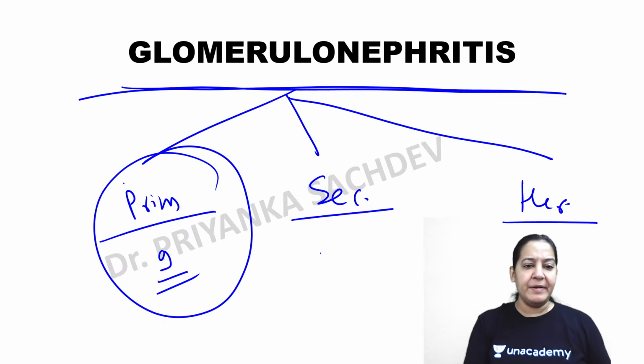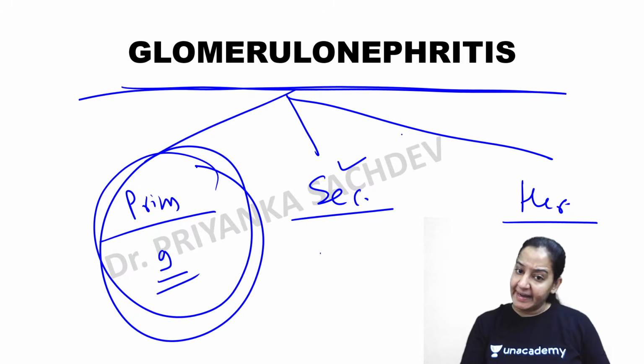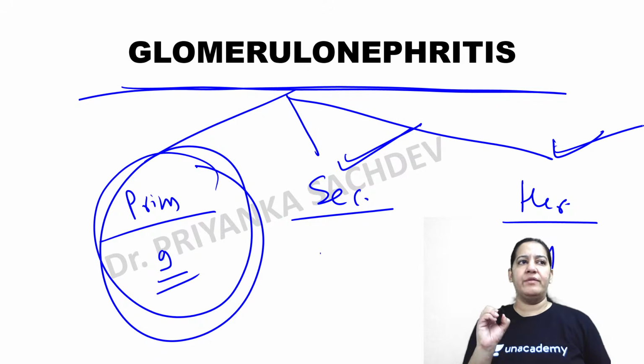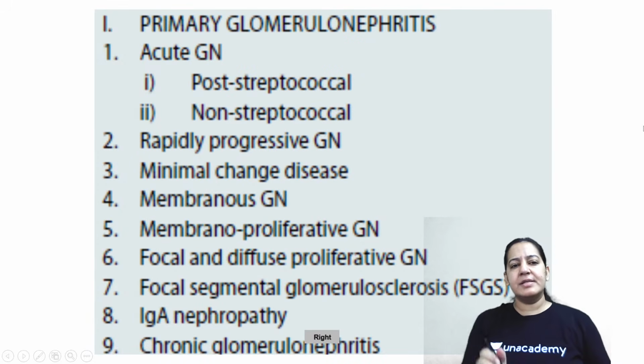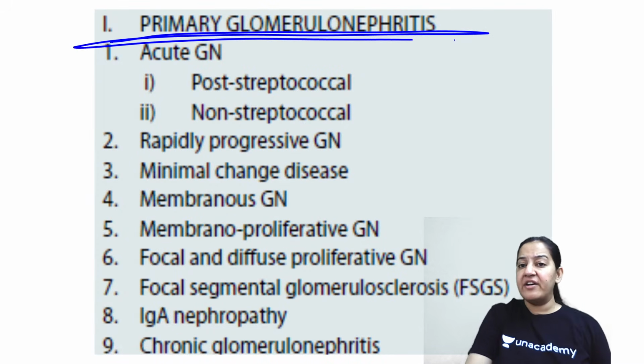So yesterday we completed primary. Now today I'm directly starting from secondary and then continue with hereditary, right? Give me a thumbs up. This is a list of primary glomerulonephritis, which are 9 in number.